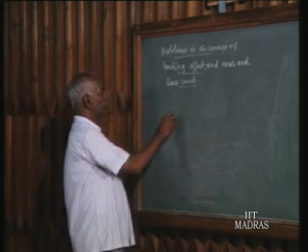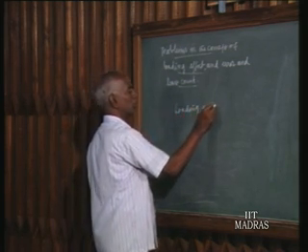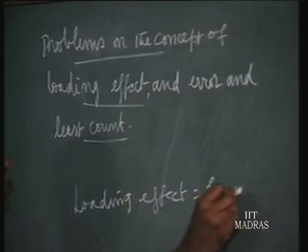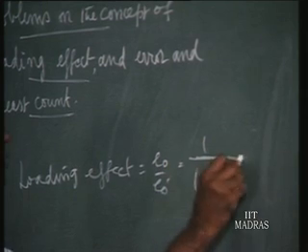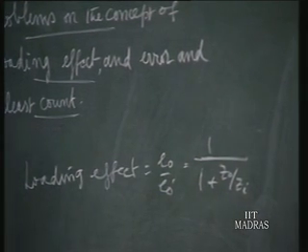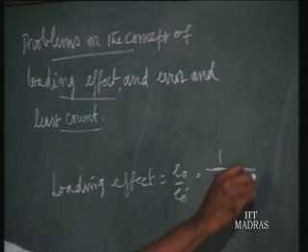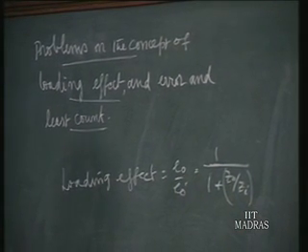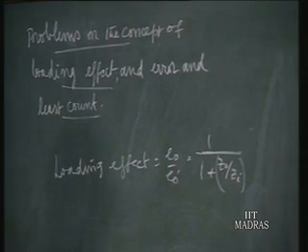So we know the loading effect is given by the ratio EO by EO dash, which is equal to 1 over 1 plus ZO by ZI. This is what we have learned under loading effect. If we are interested in finding the loading effect, we are supposed to know these two values, the output impedance as well as the input impedance. Unless we know this, we cannot find out the loading effect in the measurements.